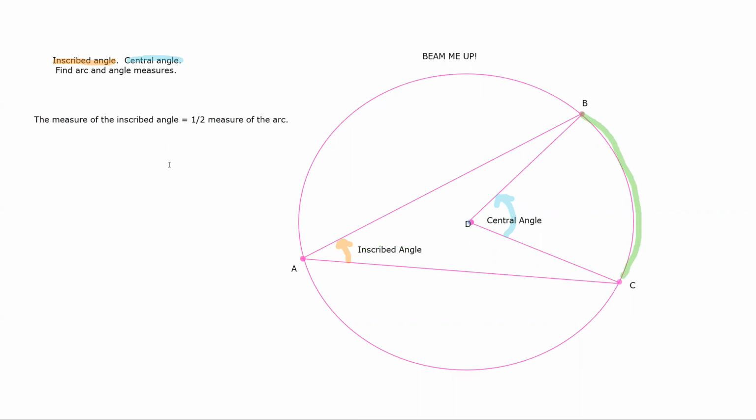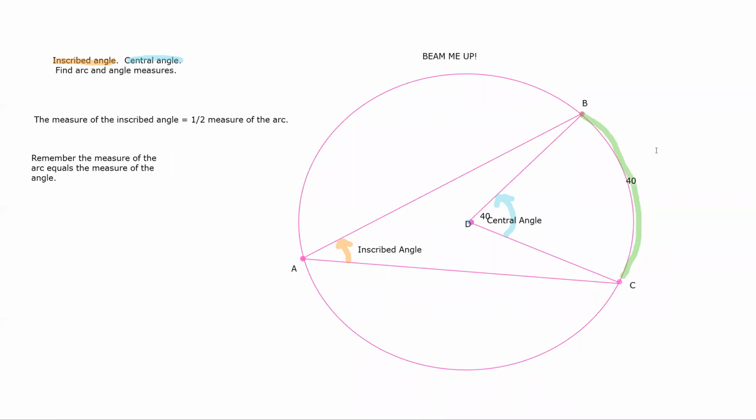So let's put some numbers with that. Let's say that we're given angle D is 40 degrees. Right here, we're given 40 degrees. Well, do you remember in the definition of the central angle and the arc that it makes? Remember, the measure of the arc equals the measure of the angle. That was in our very first video. Therefore, we know arc BC from that is also 40.